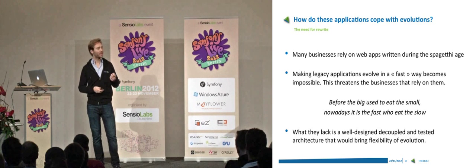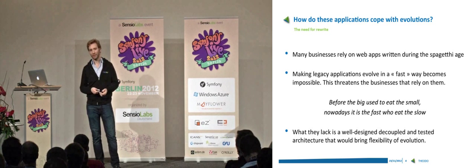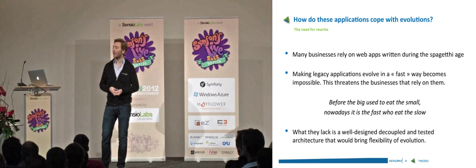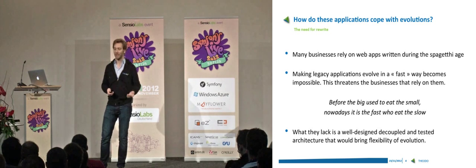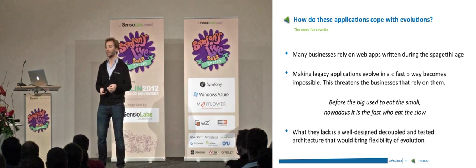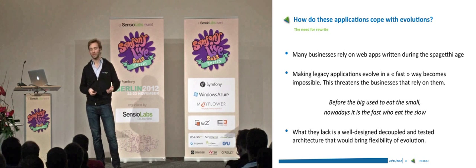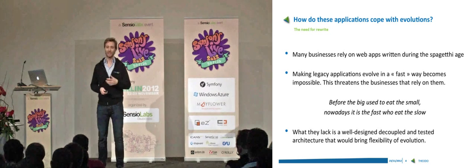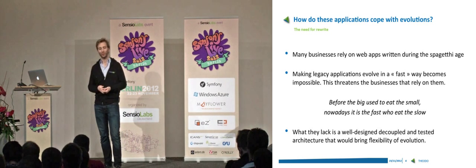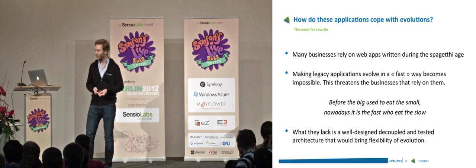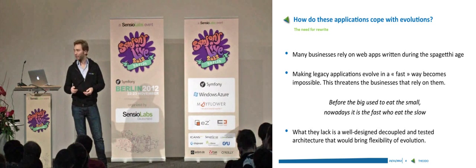So what they lack is a well-designed, decoupled, tested, this is a really important part, architecture that will help them bring the flexibility of evolution and be as fast as these amazing startups that you see in the United States, like Etsy or Netflix or Flickr, which do 10 releases a day of new features, when some companies I've seen are more around once every month, once every 2 months. And that is, of course, a real handicap.